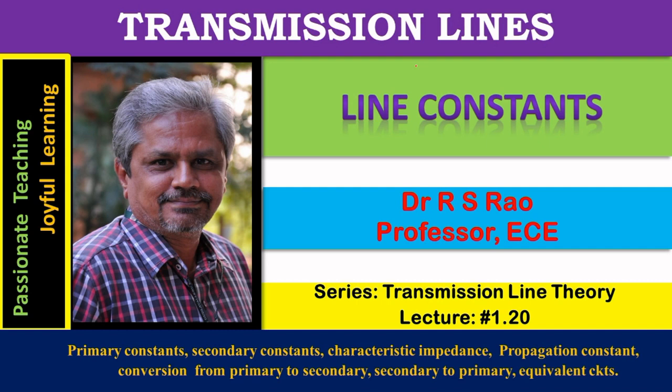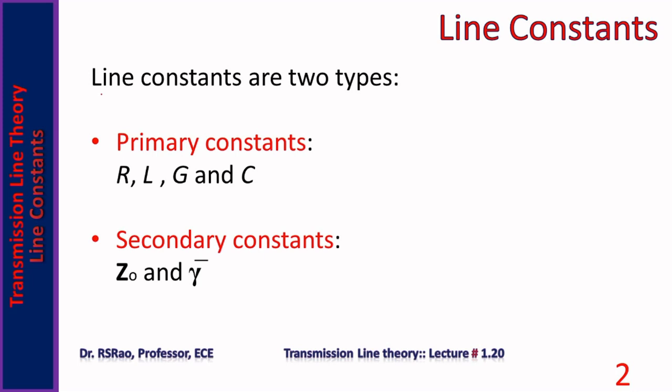One set is called primary constants. Other set is called secondary constants. In the present session, our focus is on the detailed study of these two sets of constants and also the interconnection between them. As already mentioned, line constants are two types, primary.